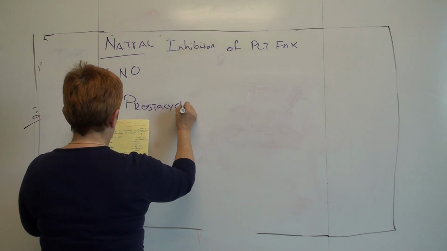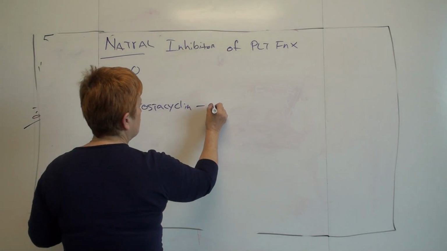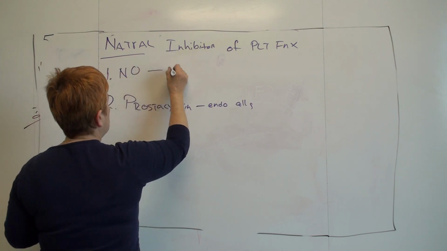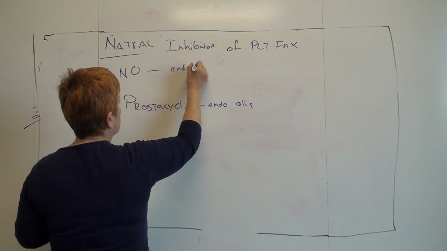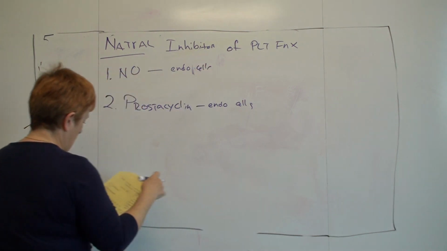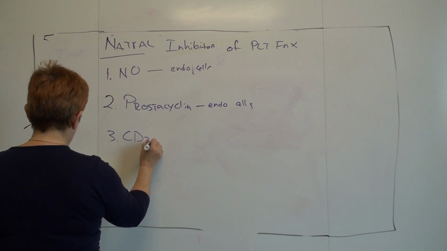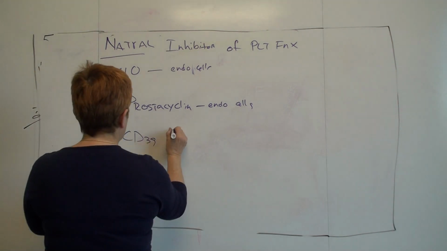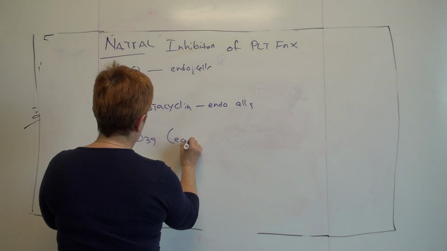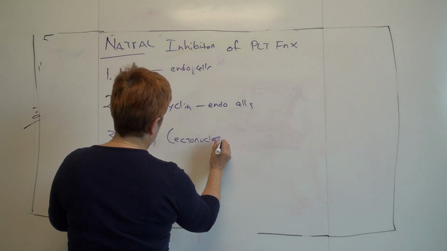Prostacyclin. Again, where is this prostacyclin from? Endothelial cells. And then number three, we have CD39. CD39 is also called ectonucleotidase.